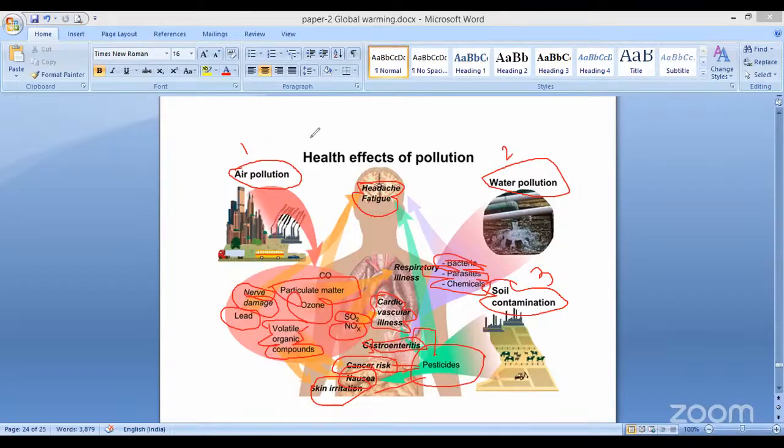These are the health effects of pollution. See here in this picture: cattle rearing, industrialization, agriculture, everything, water pollution, air pollution and all, right?